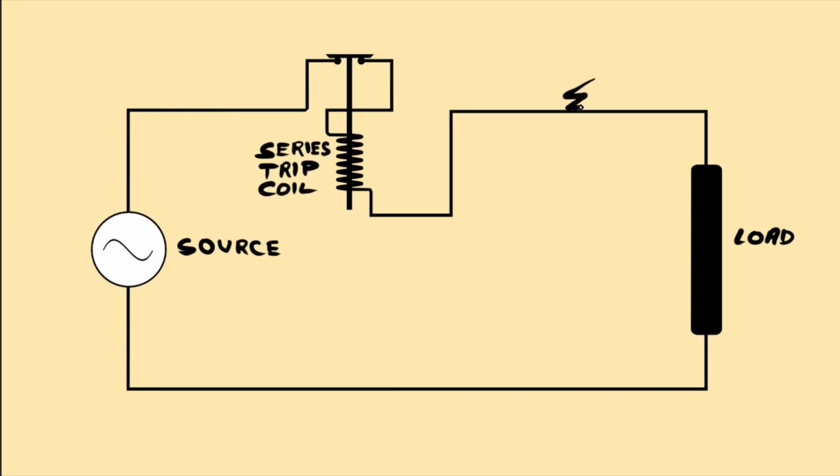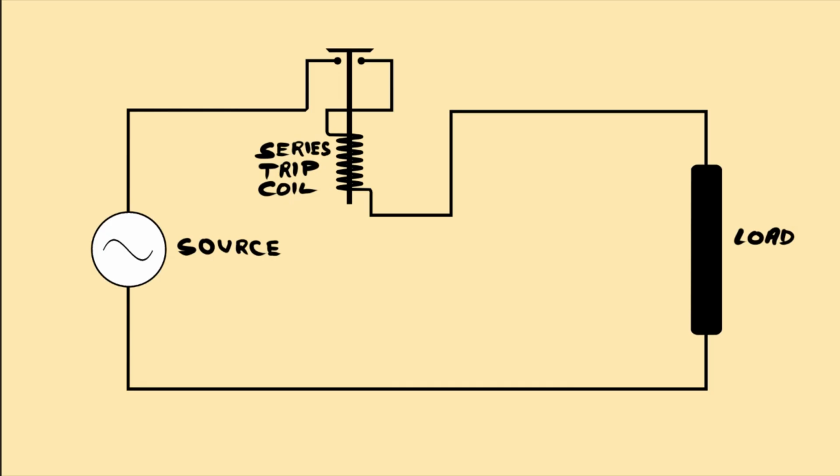Suppose a fault occurs at this part of the power system. Then the fault current will flow through the circuit breaker contacts and also through this coil. As a result, the magnetic force acting on the plunger increases, and that increased magnetic force causes the movement of the plunger, which will strike a spring-loaded lever in the circuit breaker operating mechanism and thereby open the circuit breaker.